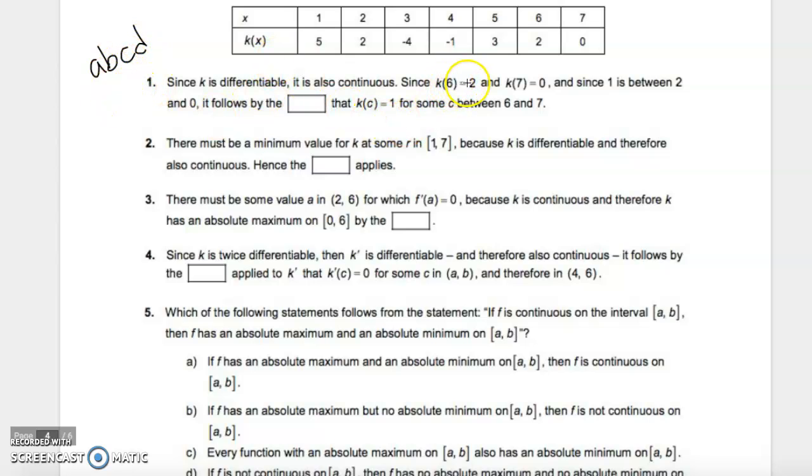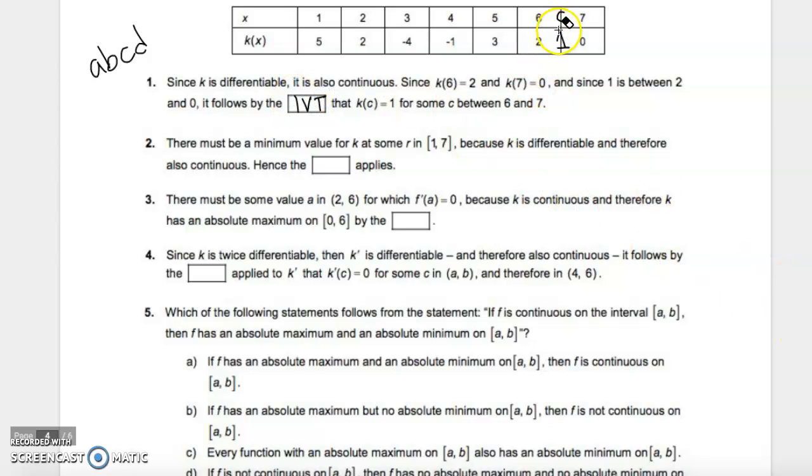Since k of 6 equals 2, and k of 7 equals 0, and since 1 is between 2 and 0, so they're saying that 1 falls somewhere in here, it follows by the blank that k of c would equal 1 for some c between 6 and 7. Well, that's just showing a value is in between two other values, so that's your intermediate value theorem.